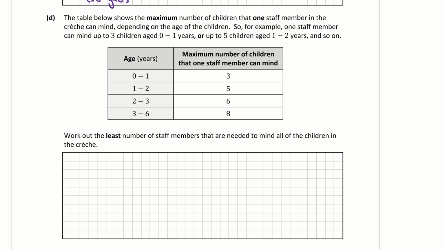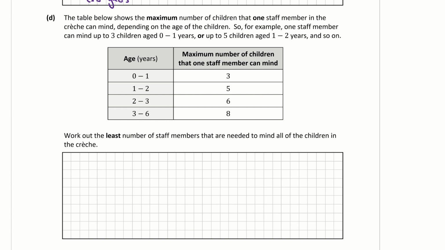The table below shows the maximum number of children that one staff member in the creche can mind, depending on the age of the children. So for example, one staff member can mind up to three children aged 0 to 1. So it takes one, you can see here, it takes one person to mind those three children. In the next interval, it says from 1 to 2, for instance. Here, it takes one person to mind those 5 kids.